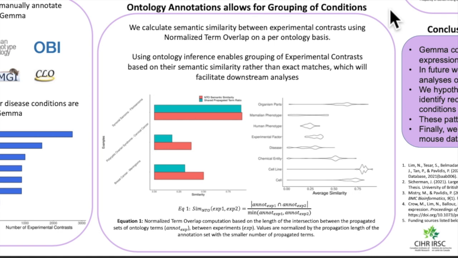Using ontology inference enables us to group experimental contrasts based on their semantic similarity rather than exact matches, which can guide downstream analyses. For example, in the left figure, we can see the more propagated terms that are shared between two annotations, the more semantically similar they are to each other.